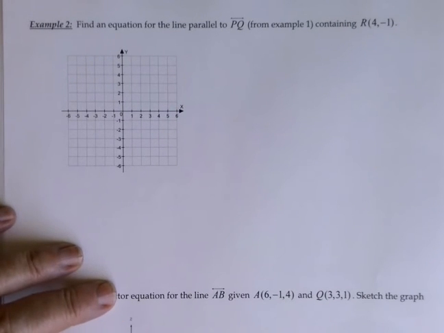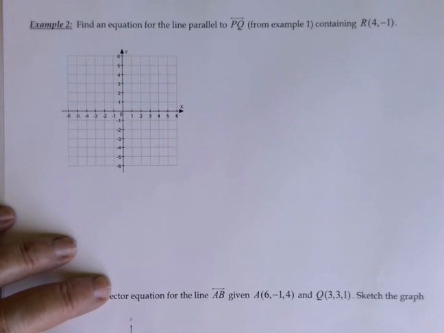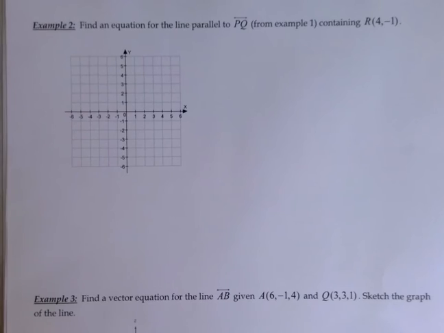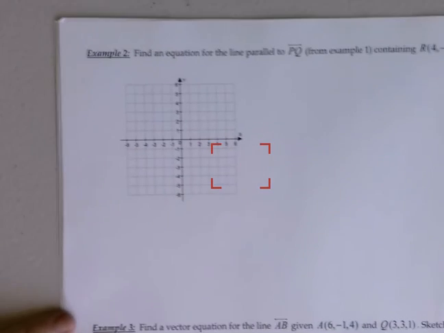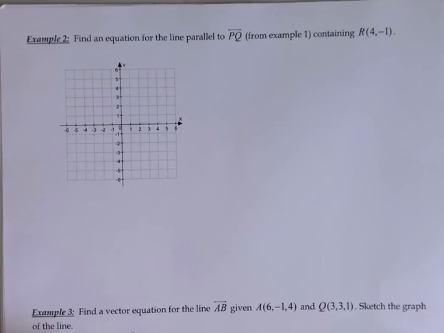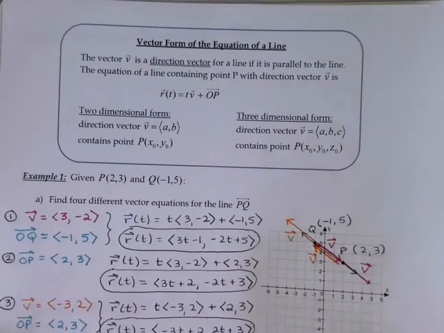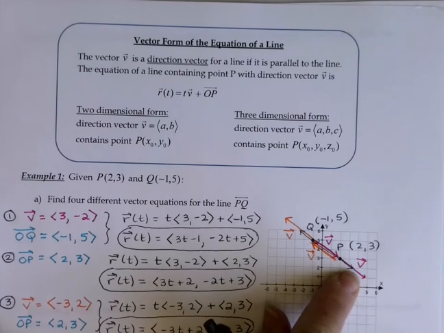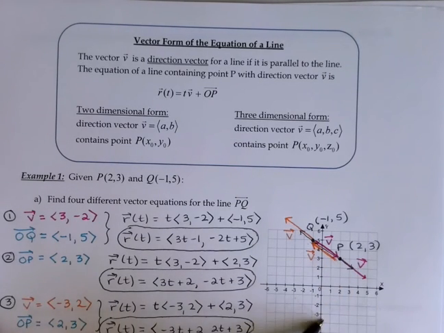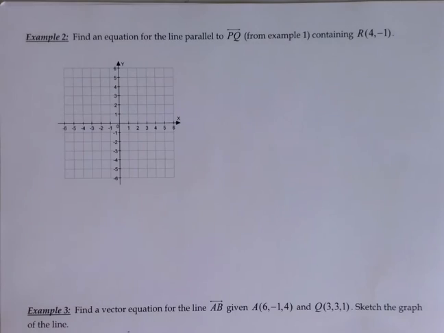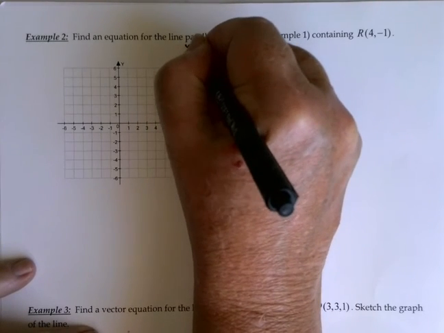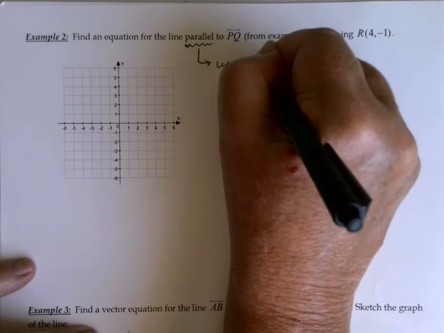I would like an equation for the line parallel to PQ, the line that we just finished working with, that also contains the point 4, negative 1. All right, so parallel lines. We know from algebra that parallel lines have the same slope. When we're talking about vector-valued functions, parallel lines are going to have the same direction vector, right? If I took this vector and just slid it this way and made another vector parallel to it, I would have a whole parallel line with that new direction vector. So the fact that I want my lines to be parallel means I'm going to use the same direction vector.